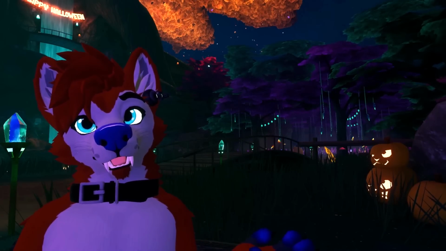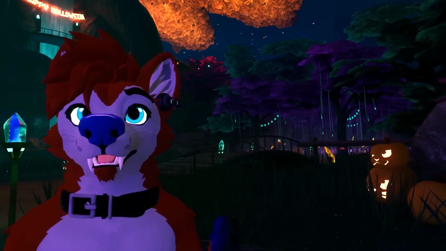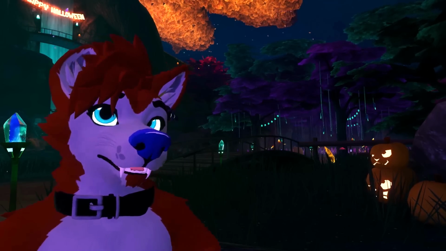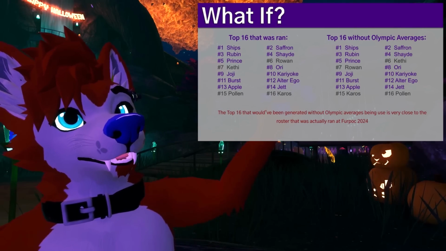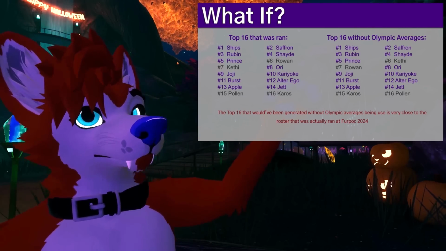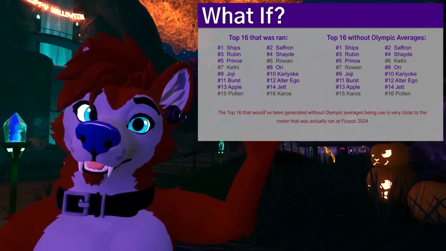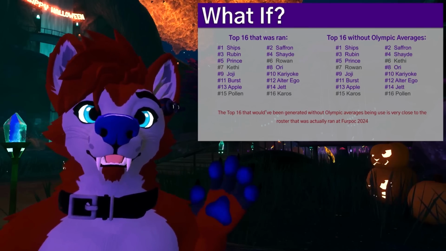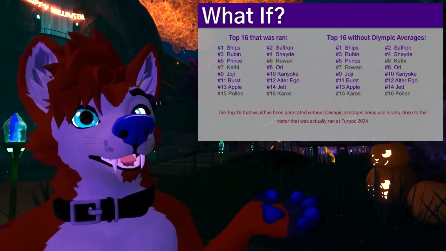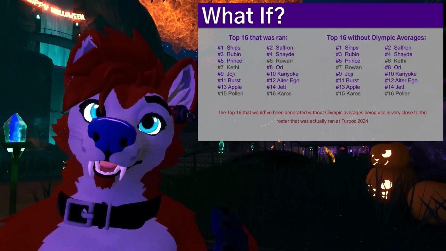Though, in case you're curious, if the judges' scores were correctly copied in round 1 and Olympic averaging was not being used, this is what the prelim results would look like. Yep. That's right. This is very close to the bracket that was actually run at Furpoc. There's only 2 swaps that actually happened. It's crazy how close this is to what was actually run.